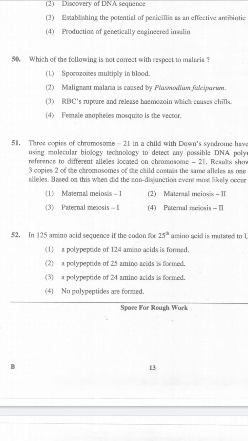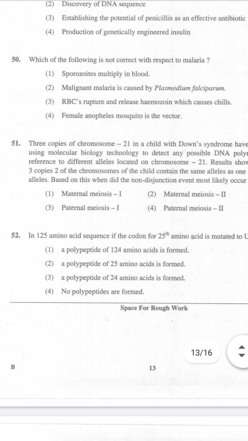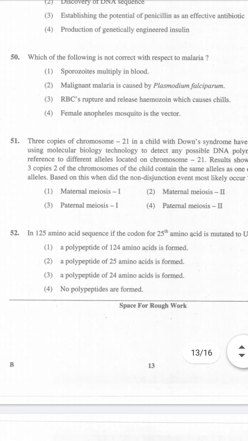The cause of the genetic disorder Down syndrome is the presence of an additional copy of chromosome number 21. This additional copy is due to non-disjunction of chromosomes during meiosis. And in this case, the 2 chromosomes of the child have the same alleles as the mother. So it can be concluded that the non-disjunction took place during maternal meiosis with duplication of the maternal allele. Hope you understood this one. Now let's go to question number 52.